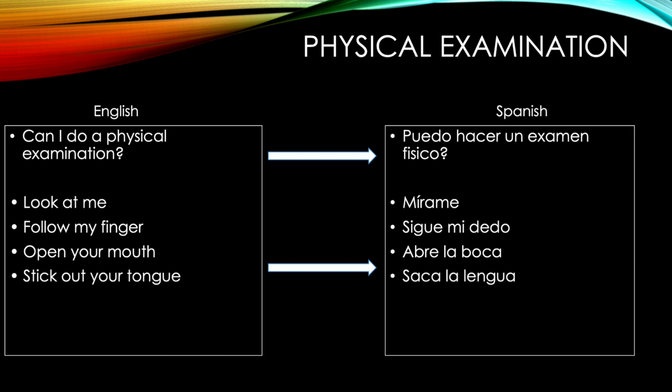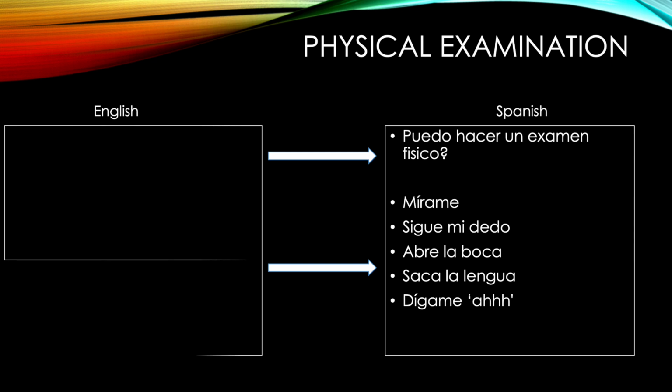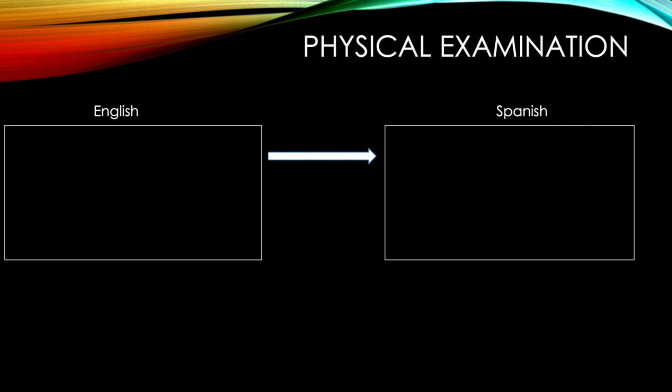And if you want to tell the patient while they're sticking out their tongue to say ah, you say dígame ah, or whatever you want to say. But yeah, just say dígame ah. Okay, and now we also have to do our auscultation with our stethoscopes, right? So what are you going to listen to? The heart, the lungs, the stomach, the abdomen.